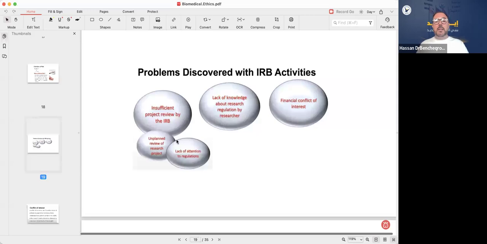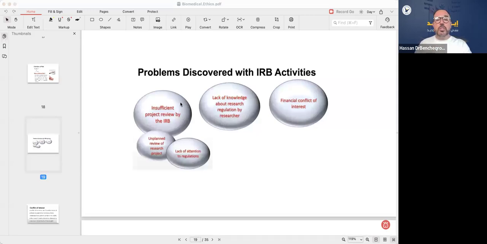Well, they can find that there was an insufficient project review by the IRB, meaning المراجعة ما كانتش كافية. Maybe they just reviewed the first page. Maybe they just reviewed a table. Well, في unplanned review of research project. You started to do a research project and in the middle you said, you know, I'm just going to start to look at their blood pressure. You can't do that if you haven't already said it.